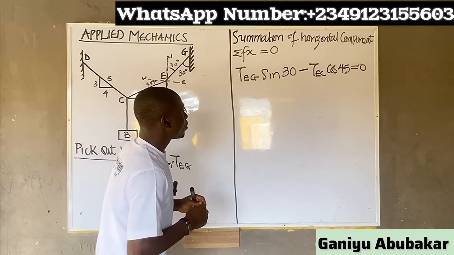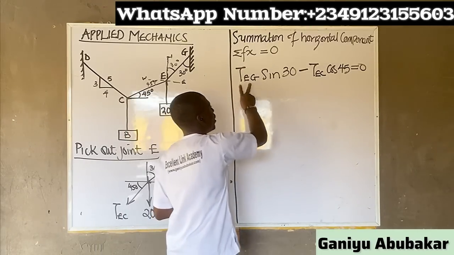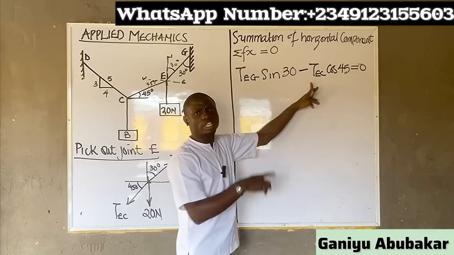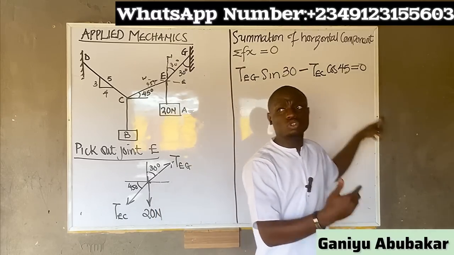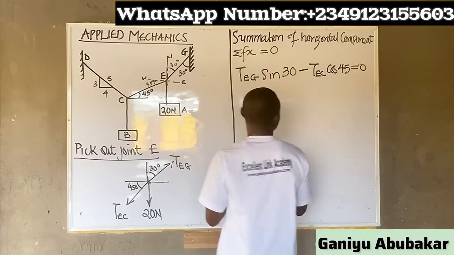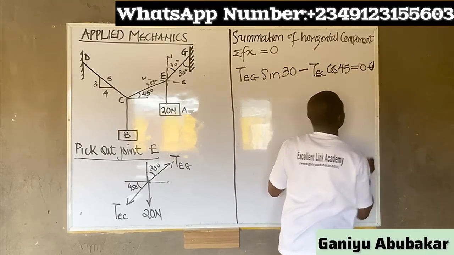As you can see, my next priority now is that I want to get TEG and TEC. What do I do? Of course, I have two unknowns in this equation. Whenever I have two unknowns, call it equation 1. All right, so from here, call this equation 1.